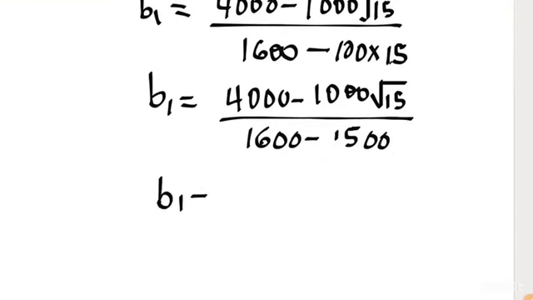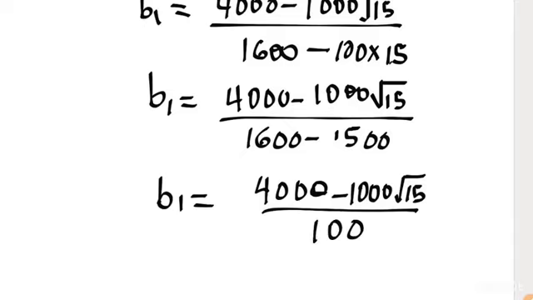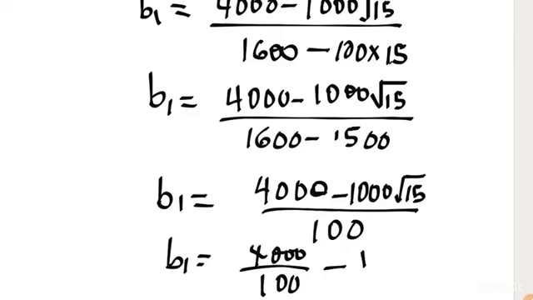So we're going to have our B1. So B1 is going to be 4,000 minus 1,000 root 15, now divided by, so 1,600 minus 1,500, we're going to have 100. So now you have B1 equals 4,000 divided by 100 minus 1,000 root 15, okay, divided by 100.